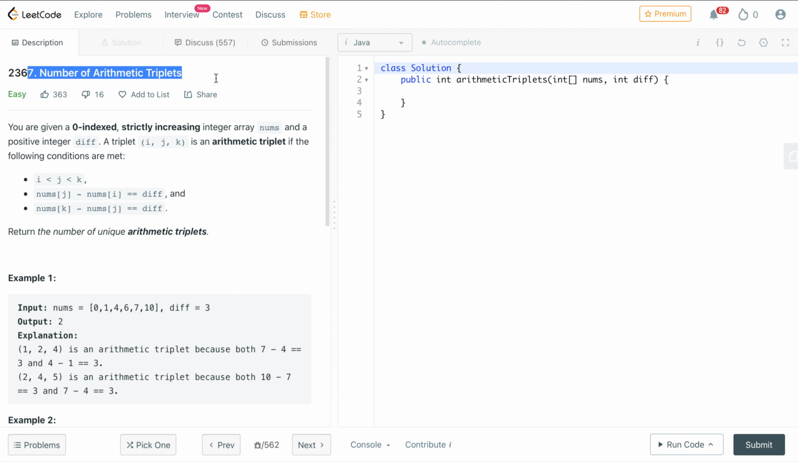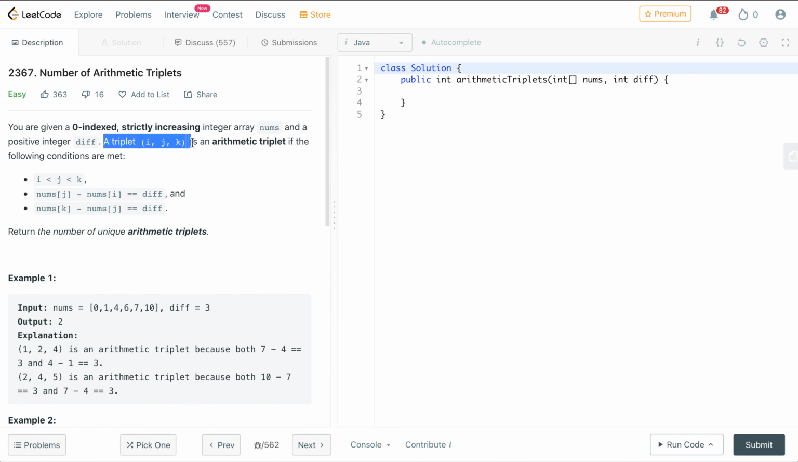Today we are tackling number 2367, number of arithmetic triplets. Man, I can't say that word, arithmetic. I should have practiced before making this video, but yeah, it's a pretty new problem, so let's just dive into it. You were given a zero-indexed, strictly increasing integer array nums and a positive integer diff.